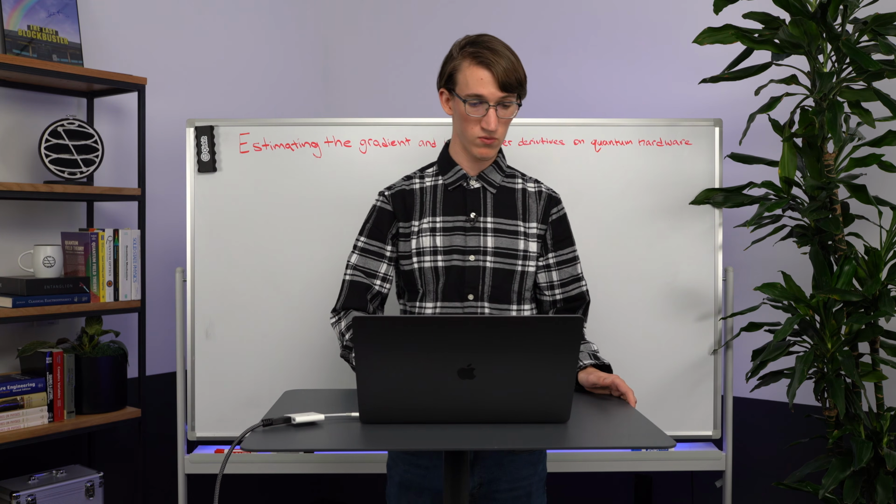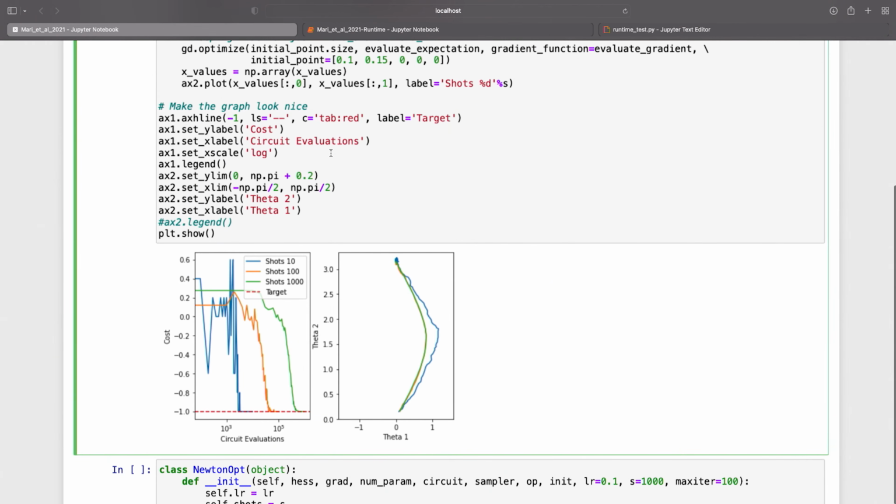All right, the code has run. Now we can see the results of this code, and on the left side we have a plot of the circuit evaluations versus the expectation value of that measurement operator. Note that the circuit evaluations axis is logarithmic, and we can see that for the varying number of shots, they all converge to the same point. However, the smoothness of these descents varies widely. We can see 10 shots is an extremely jagged line, whereas 1000 shots is much smoother.